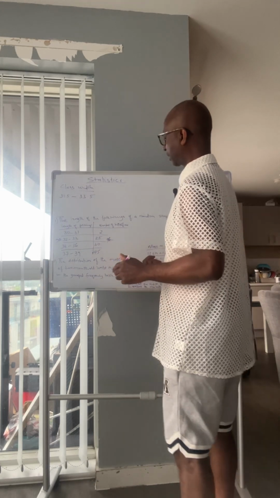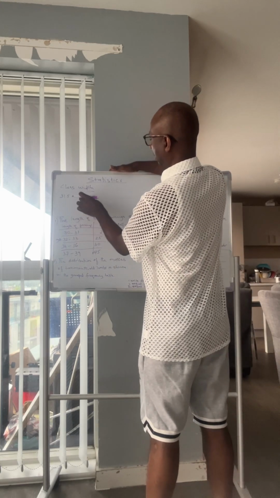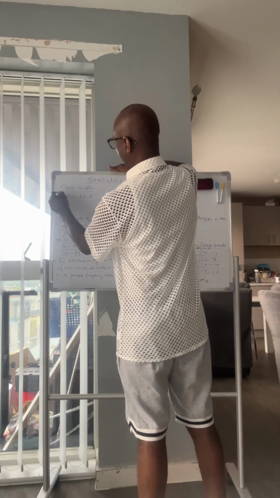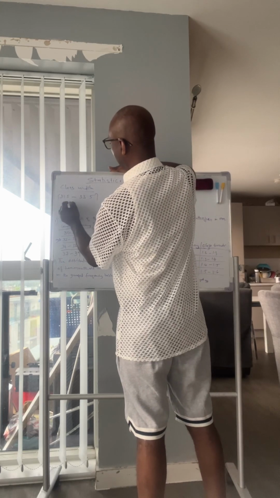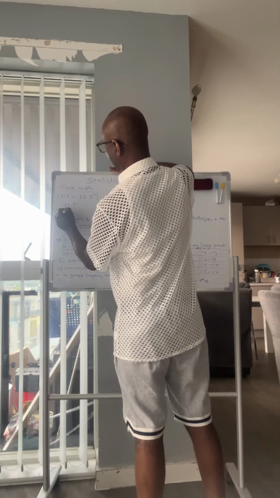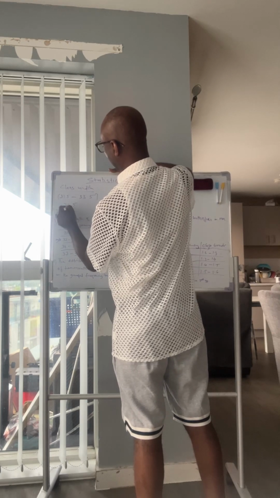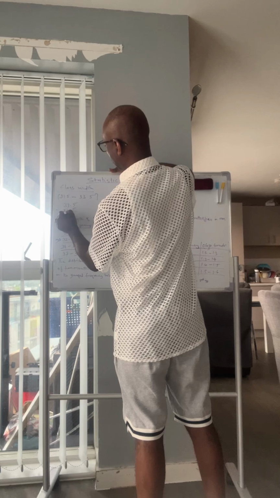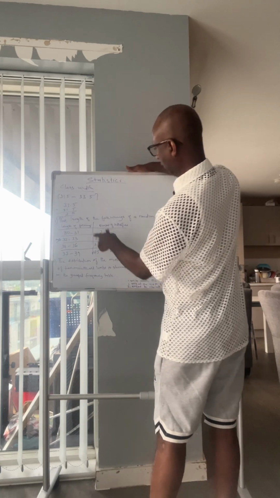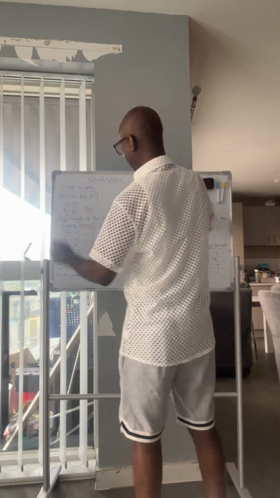Here, for the class width, you subtract the lower boundary from the upper boundary. That is 33.5 minus 31.5. And what do you get? 3 minus 1 is 2, 3 minus 3 is 0. So the class width is 2 millimeters for this one.